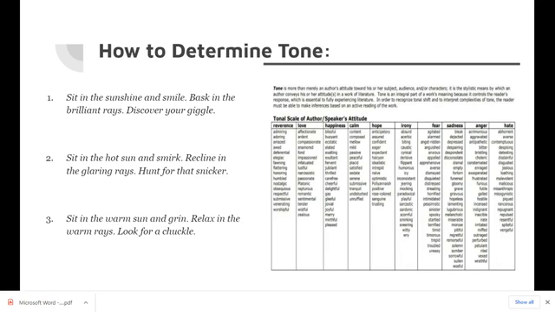So that is how we start looking at the word choice so that we can determine tone. So again, we look at the author's diction. We ask ourselves, what feeling am I getting with this word? And then that is how we create tone.